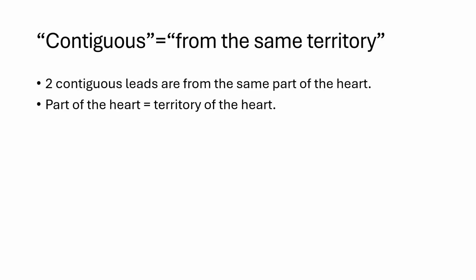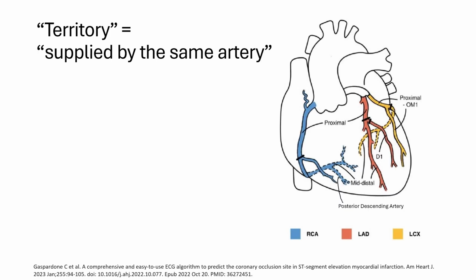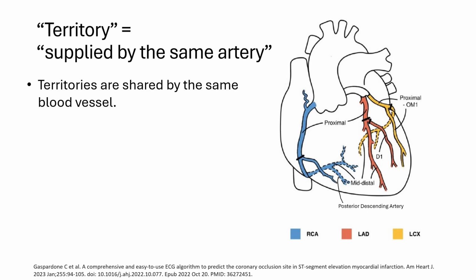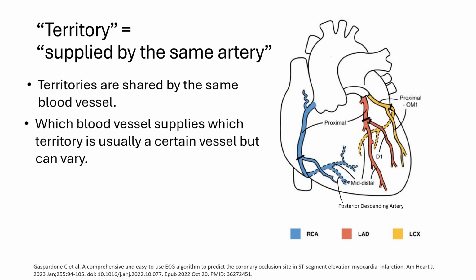Contiguous means from the same territory. Two contiguous leads are from the same part of the heart. When we say part of the heart, we mean a territory of the heart. Territory basically means a part of the heart supplied by the same artery. Which blood vessel supplies which territory is usually a certain vessel, with some variation.